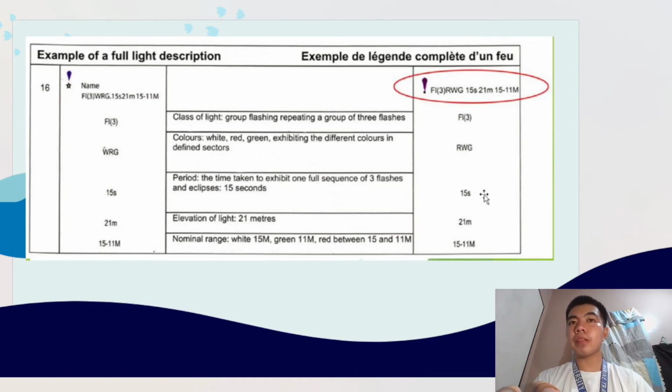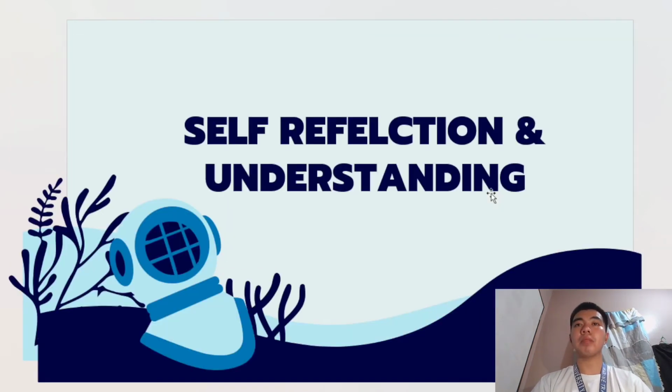Now, what is the period of time for this? The time taken to exhibit one full sequence of 3 flashes and eclipses is 15 seconds. 21m indicates the elevation of the light, and the 15-11M indicates our nominal range: 15 nautical miles for white, 11 for green, and for red, it is between 15 and 11.